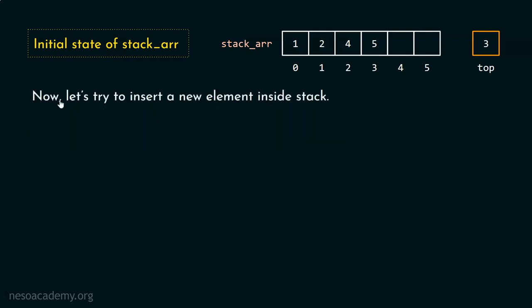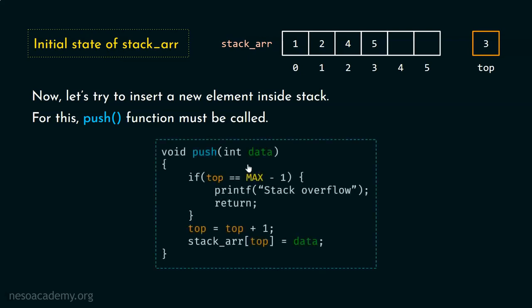Okay? Now let's try to insert a new element inside the stack. Obviously this array is the representation of the stack only, right? For this purpose, we will call the push function. And this is how our push function looks. Here first we are checking if top is equal to max minus 1, which means that if the array is full, then we will print this message, stack overflow. Otherwise, we'll simply increment the top by 1 and we will store data inside stack ARR top.